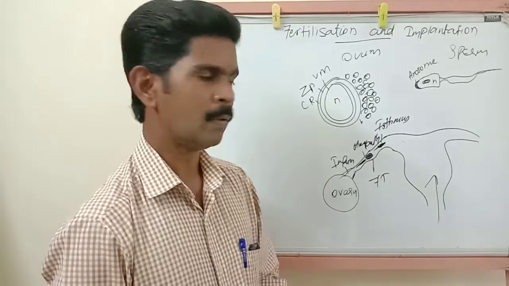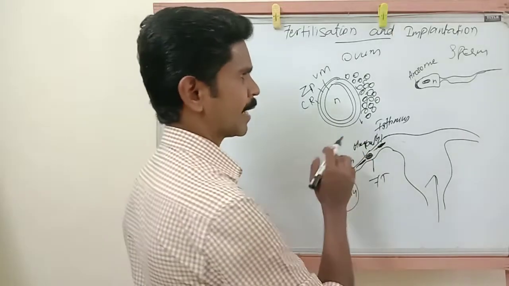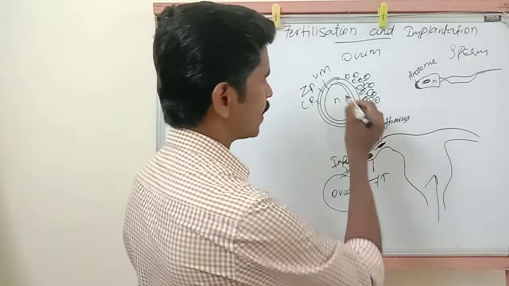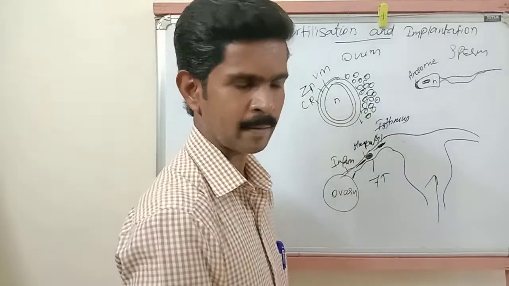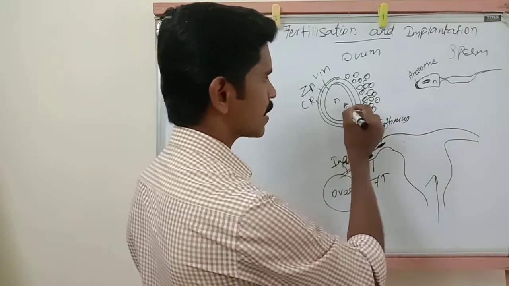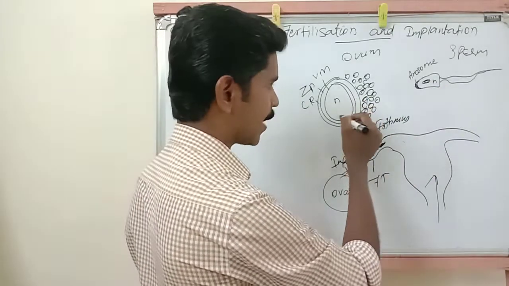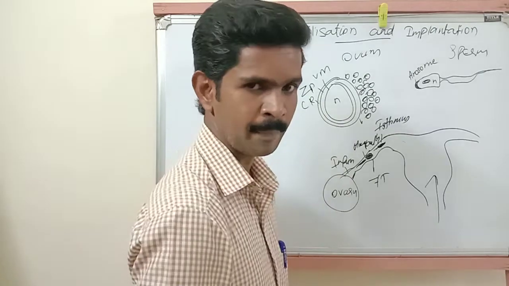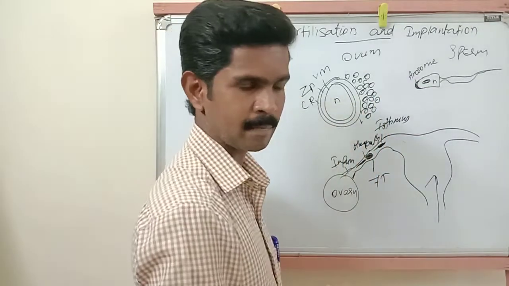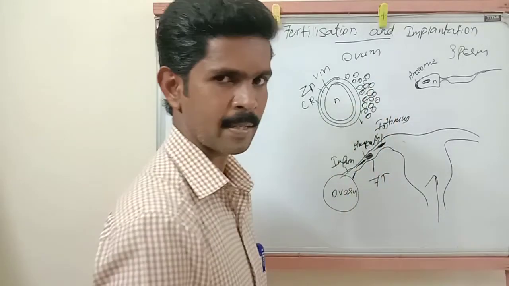Understand? Now, listen very carefully. This sperm cell should enter inside the egg cell. That means the nucleus of the sperm cell should enter inside the cytoplasm of the egg cell. Then only these egg cells can be fertilized.